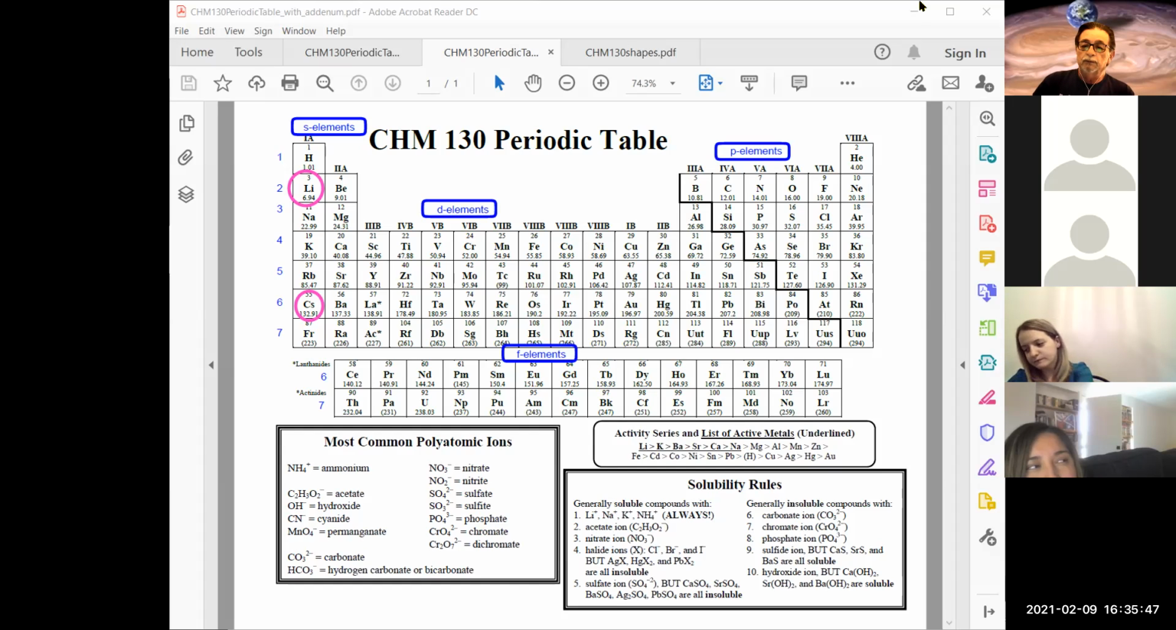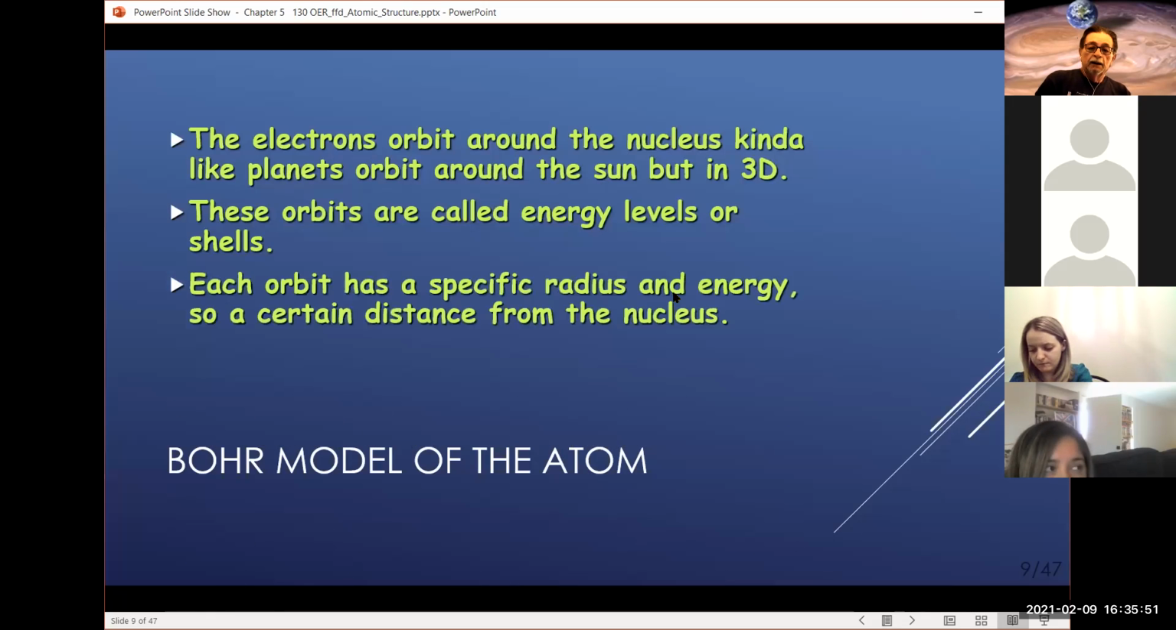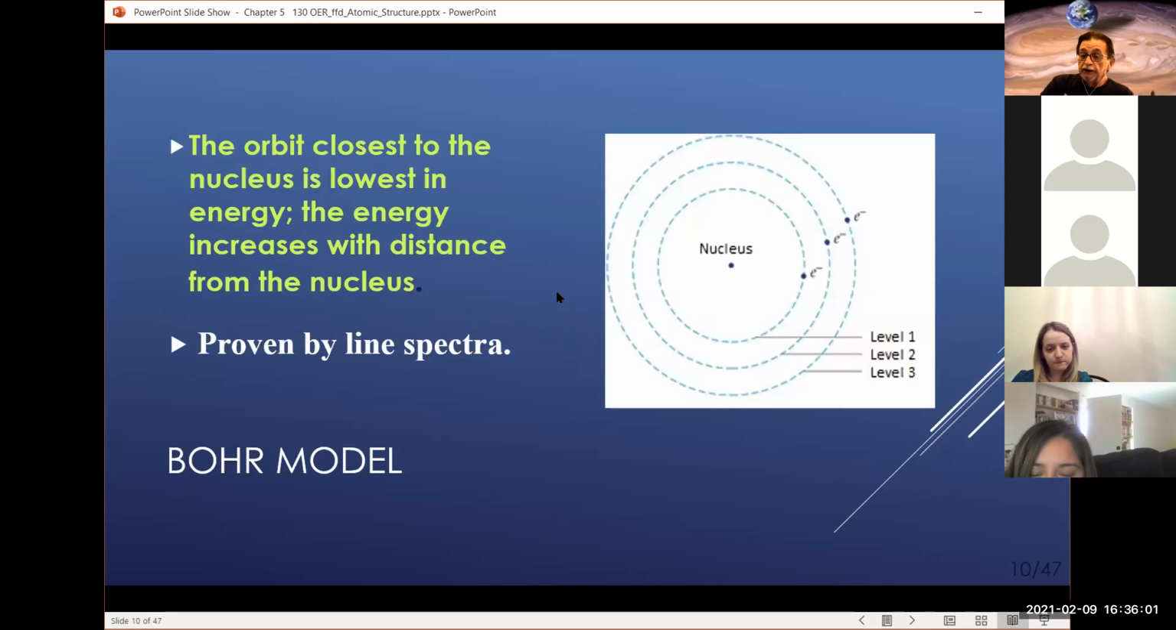All right. So going back here. Now, each orbit has a specific radius and a specific energy, and there's obviously a certain distance from the nucleus. We denote them by these dotted lines. I think I did show you the build-an-atom simulation, where you grab the electrons and they had a dotted line that represents the orbits. Here we have 3 energy levels denoted by the dotted lines where the electrons occupy.